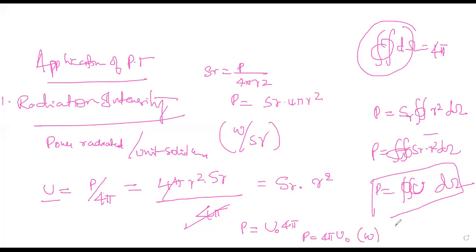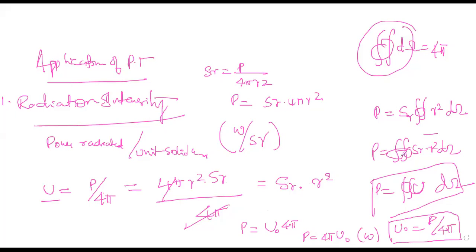Or if you're writing in terms of U naught, it is power divided by 4 pi, which again satisfies your radiation intensity equation, power per unit solid angle. So radiation intensity is defined as power radiated per unit solid angle, which is watt per sterradian. Radiation intensity is independent of your radius. And here you will be writing the equation for radiation intensity as power per solid angle, that is 4 pi. Substitute for power from equation 3. So it will be 4 pi R square into SR. 4 pi gets cancelled. You'll have SR into R square.